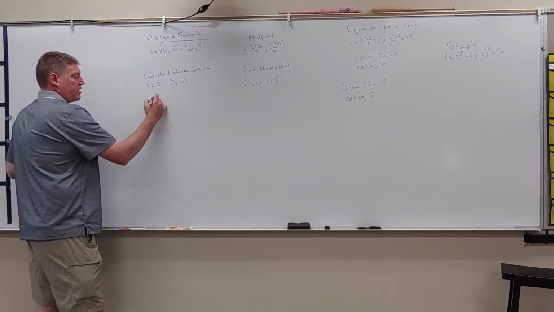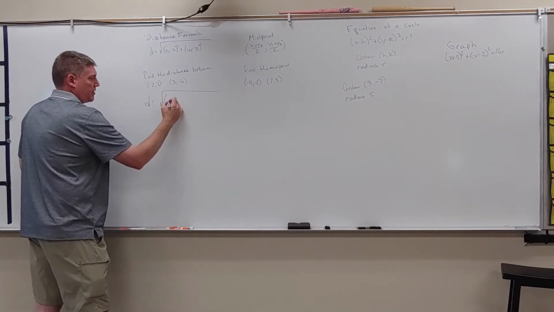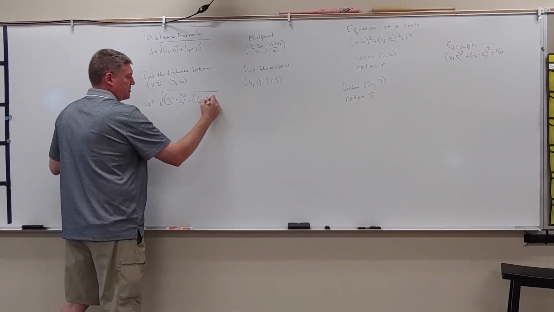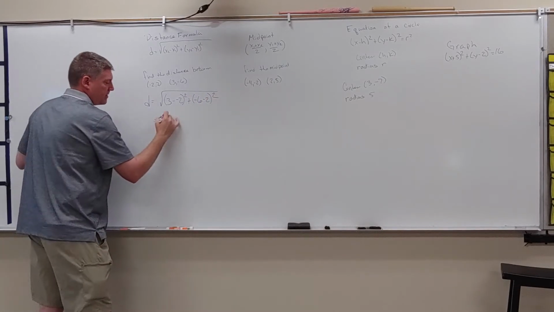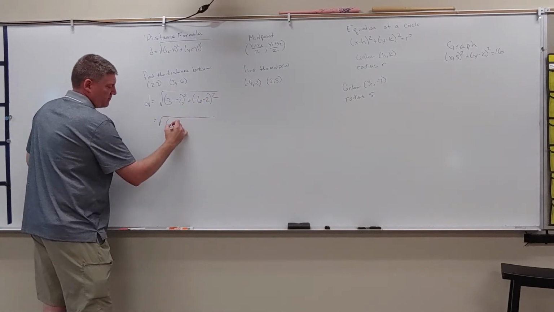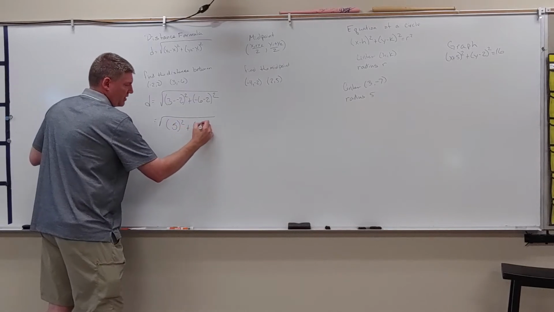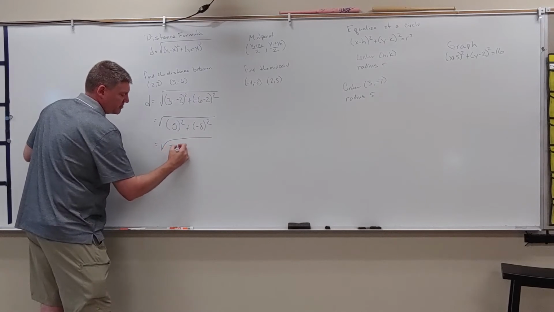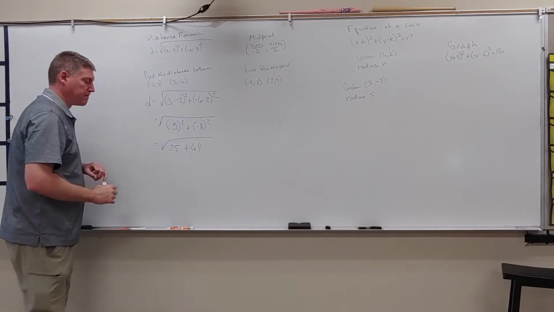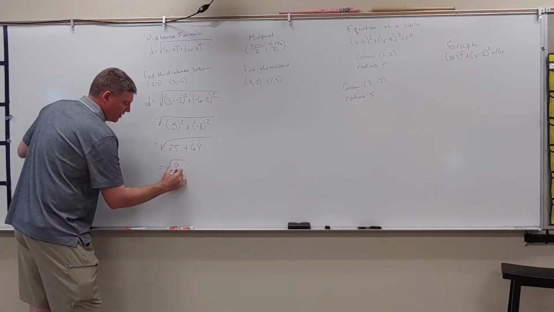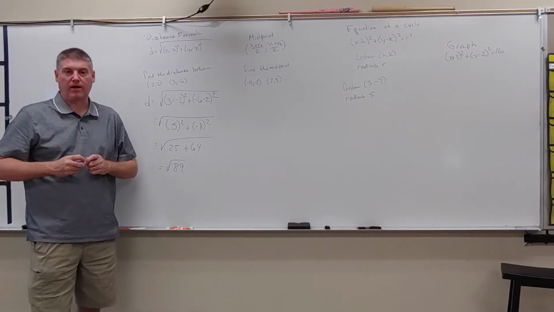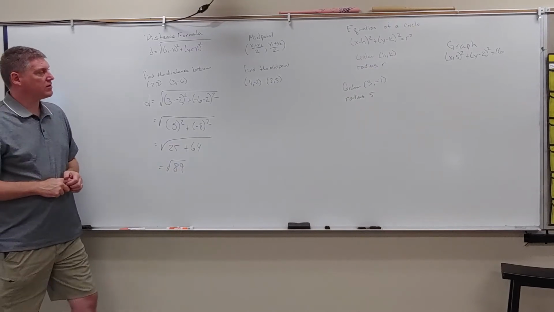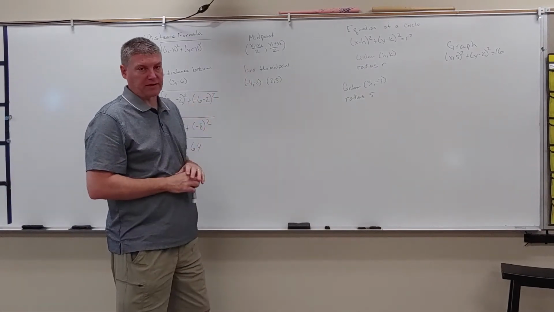So I'm going to go 3 minus 2 squared plus -6 minus 2 quantity squared. This gives me 5 squared plus -8 squared. Doing this step by step, 5 squared is 25 plus 64. That's going to give me the square root of 89. I'm going to leave it in that form for now. And then we're going to go on and talk about the midpoint.